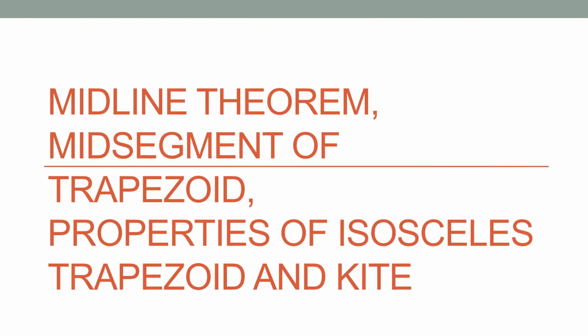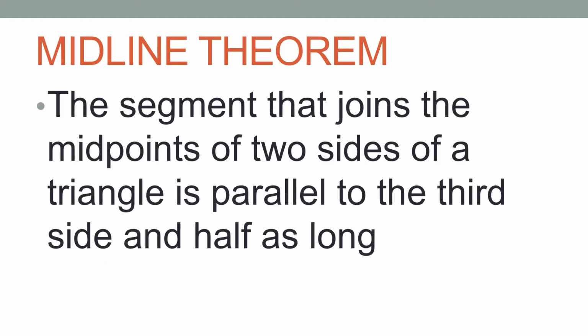Now, let us continue to our topic, midline theorem, mid-segment of trapezoid, properties of isosceles trapezoid, and kite. Midline theorem. The midline theorem is the segment that joins the midpoints of two sides of a triangle and is parallel to the third side and half as long. Again, the midline theorem is the segment that joins the midpoints of two sides of a triangle and is parallel to the third side and half as long.